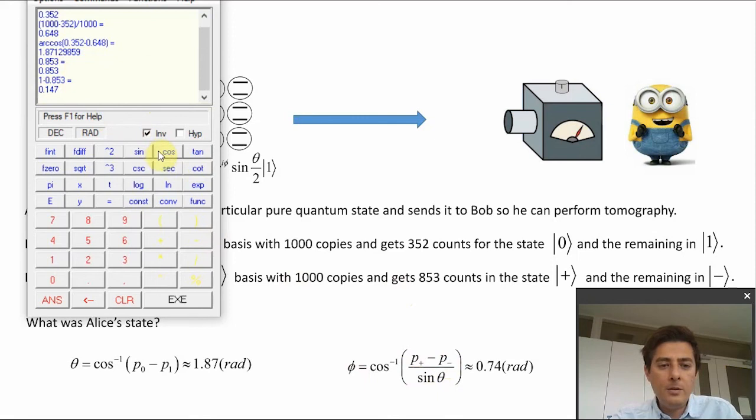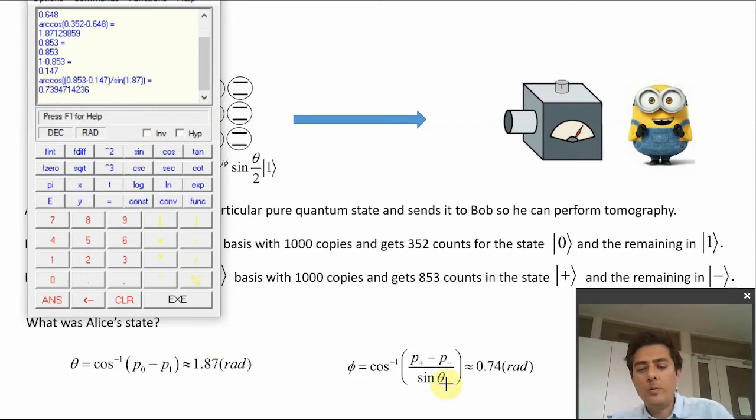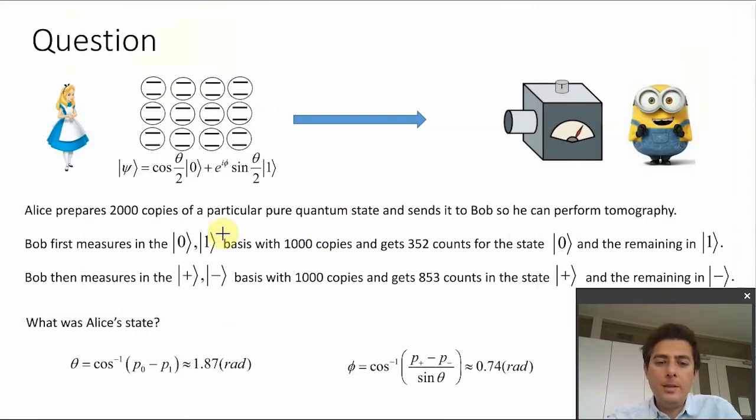So we can work out what this thing here is. We take the inverse cos of p plus, which is 0.853, minus 0.147, and we need to divide by sine of whatever we got here, which was 1.87, and that gives 0.74 radians approximately. Okay, so just from these kinds of counts, we can work out exactly what the state is.